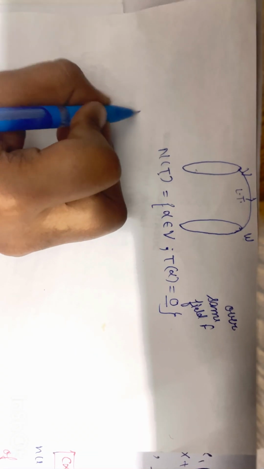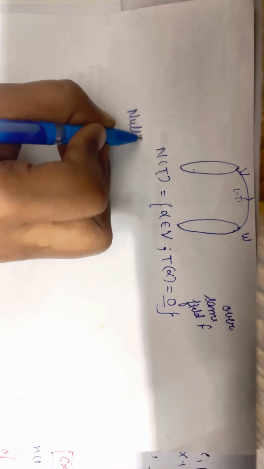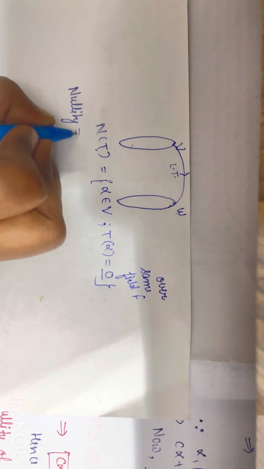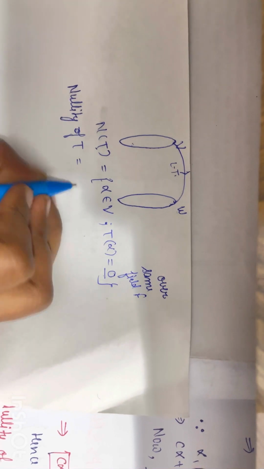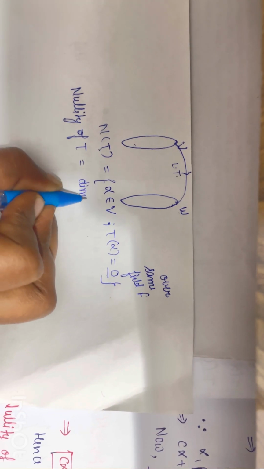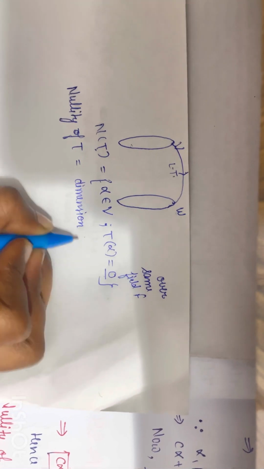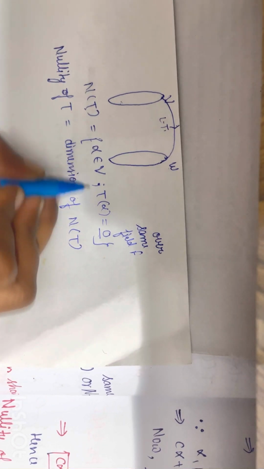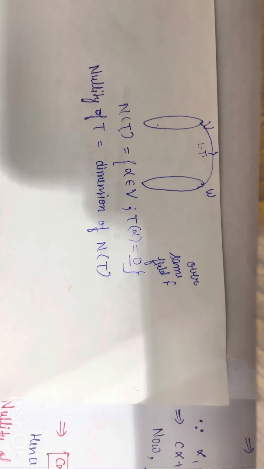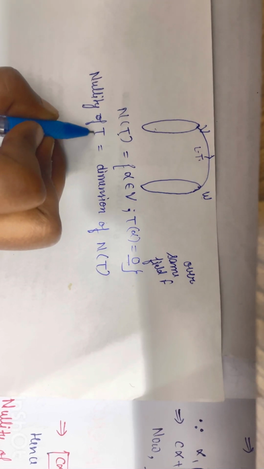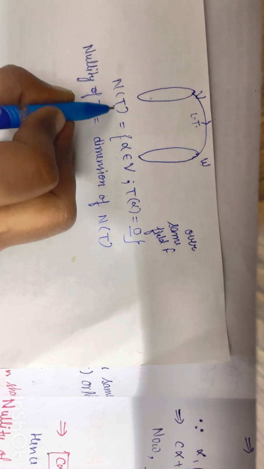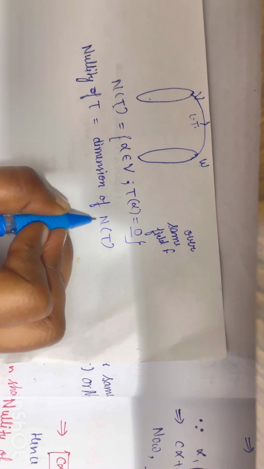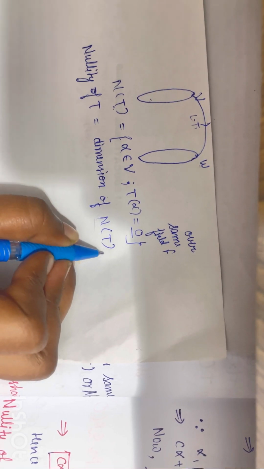So now we can define the term nullity. Nullity of T is the dimension of the null space of T. It means this set. Okay. So what is the nullity of T? It is the dimension of the null space of T. The null space is also a vector space. Remember, it is also a vector space.